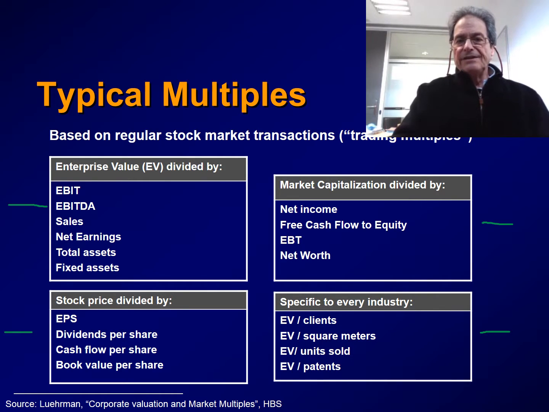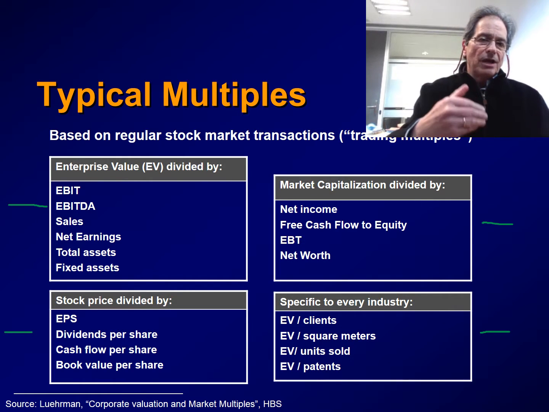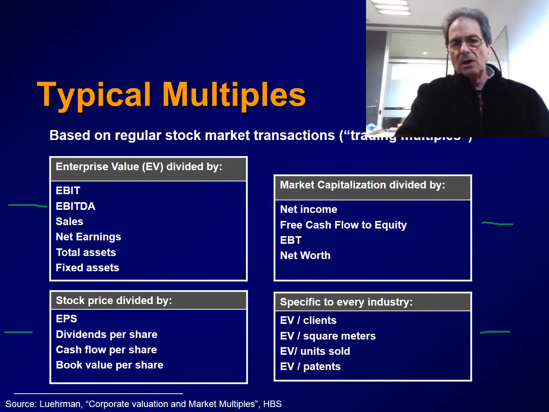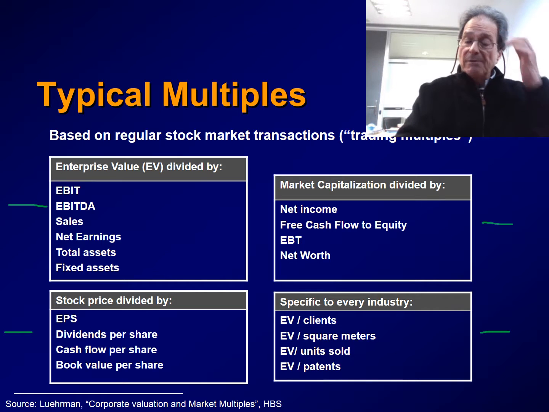For instance, enterprise value divided by clients is very useful, for example, to value a magazine company, a company that sells magazines, or a telephone company, because the company is more valuable the more clients it has. Or enterprise value divided by square meters, which is a ratio which is typical when you want to value shopping malls. Or enterprise value divided by patents, which is very common when we want to value pharmaceutical companies.